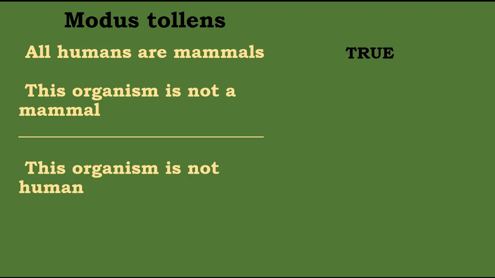So first we establish the well-groundedness. Is this true? Yes, it's true. All humans are mammals. This organism is not a mammal. Let's say I have here a chicken, and so we say this premise is true. Then this organism is not human. It follows from that. So we establish the well-groundedness by establishing that the two premises are true. Now we have to establish the validity of the argument.